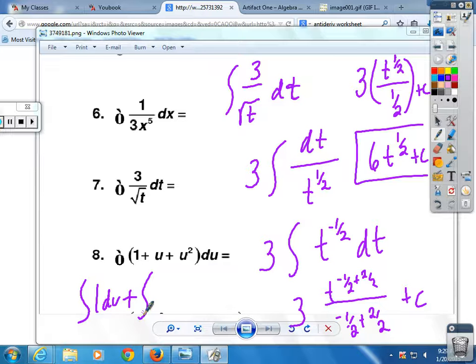There. Break it up into 1 du, u du, plus what? U squared du. Now instead of one problem, you got 3. So, what's the antiderivative of du? U. U squared over 2 plus what?